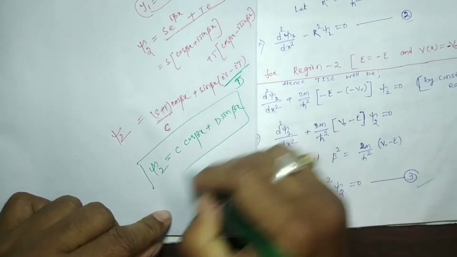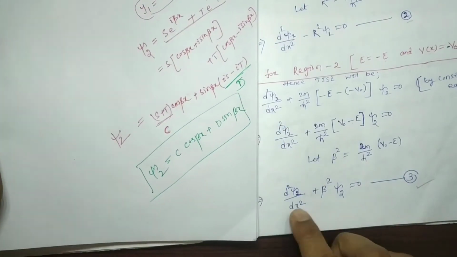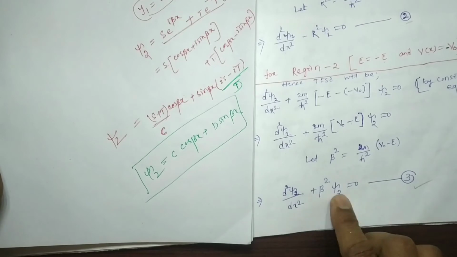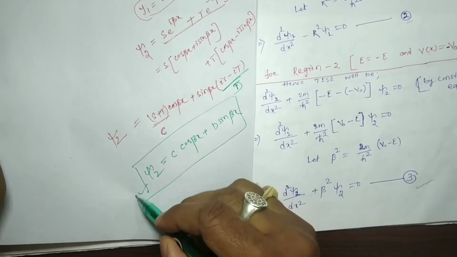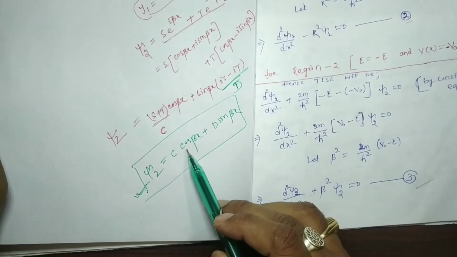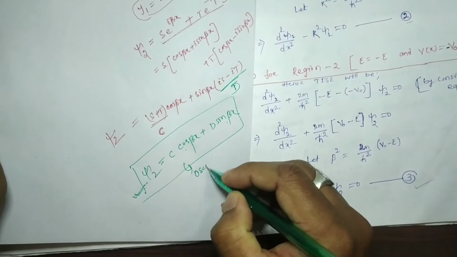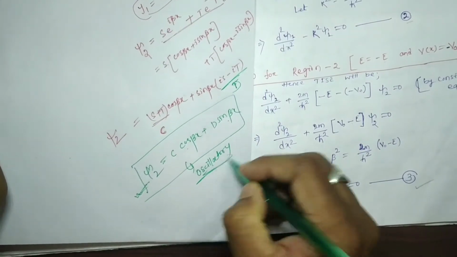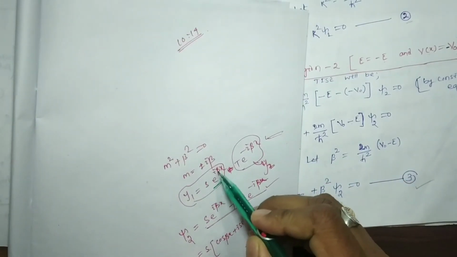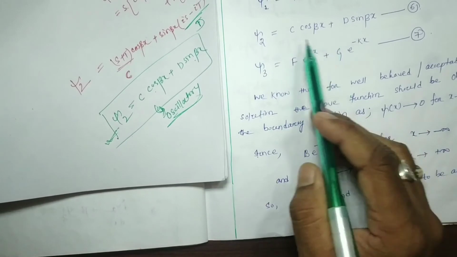We have done this type of thing many times in quantum mechanics. So the solution of equation number 3, the wave function in region 2, is in the form of cos and sine. That means it is oscillatory. It can also be identified because the roots are imaginary, so it will be oscillatory.